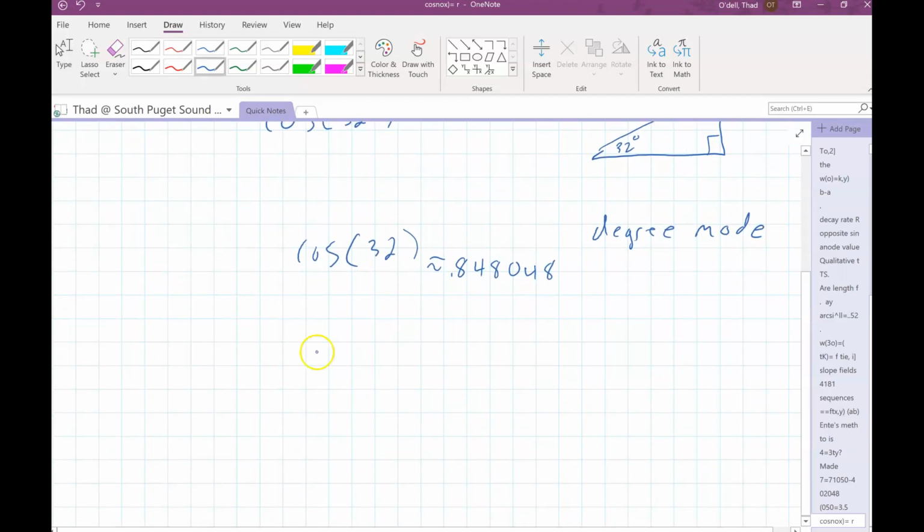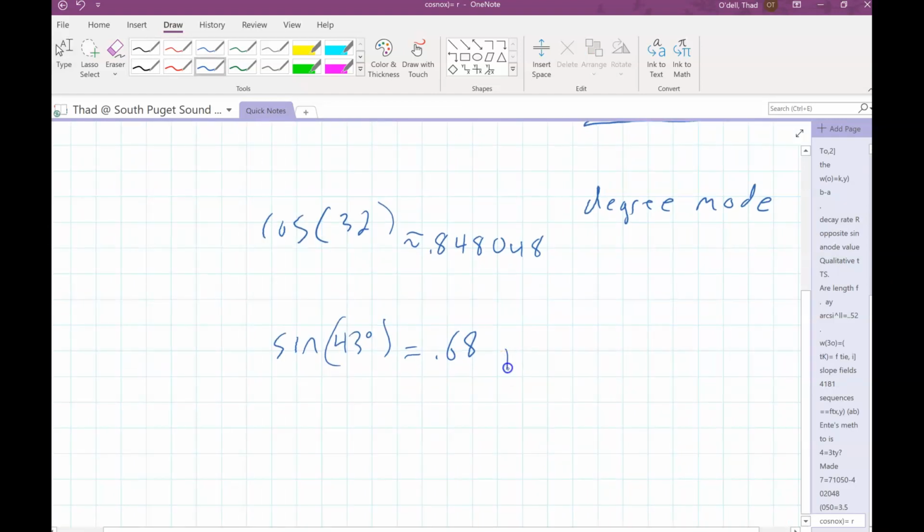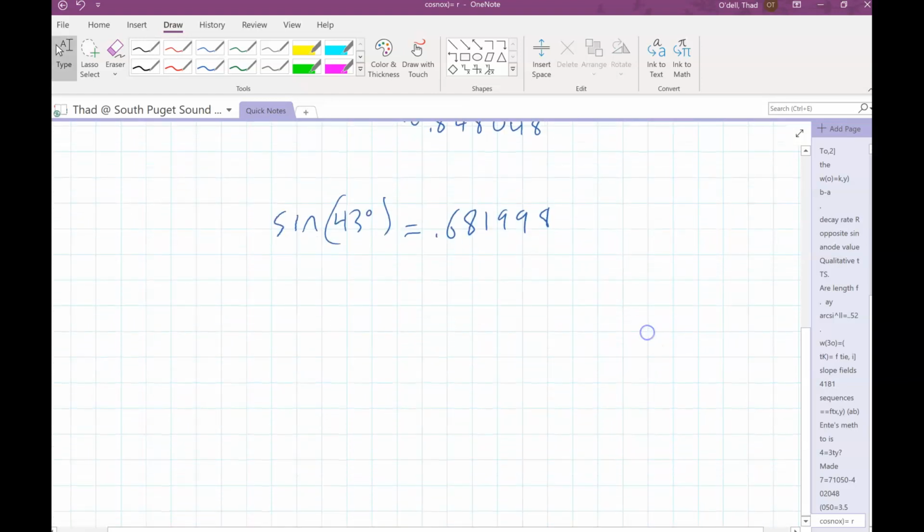Likewise, same thing I do with sine. If I'm doing sine of 43 degrees, again, I want to make sure I'm in degree mode. So then I would type in sine of 43, enter, and I get 0.681.